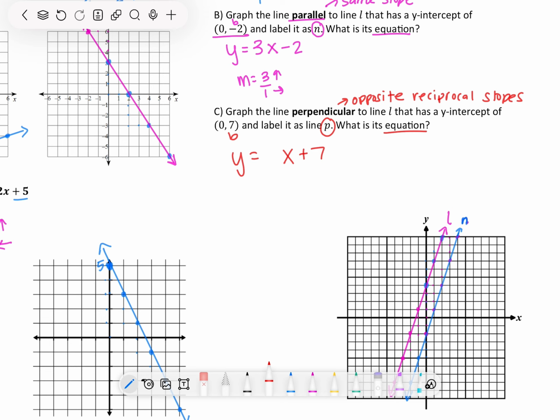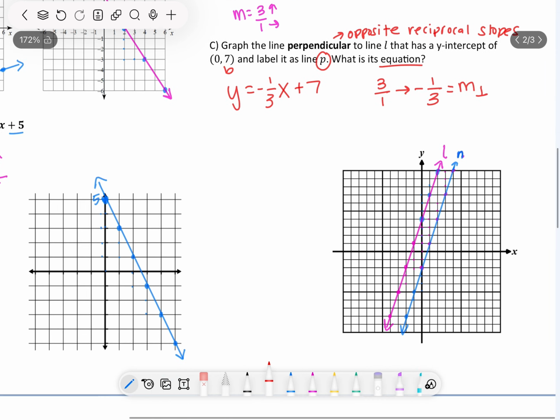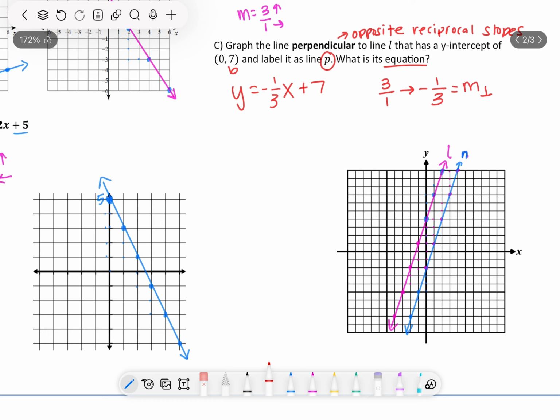It's going to be based on the fact that the original was 3 over 1. So in order to get the perpendicular, you're going to do opposite, which is going to be negative, and then you're going to do the reciprocal, which is 1 over 3. You're going to flip it. So that's going to be the m perpendicular. That's going to be the perpendicular slope. So negative 1/3 is our perpendicular slope there. Now, when we go to graph this, we're going to start at positive 7. And then, of course, when it's a negative slope, remember, put the negative in the numerator, leave the denominator positive. So down and right.